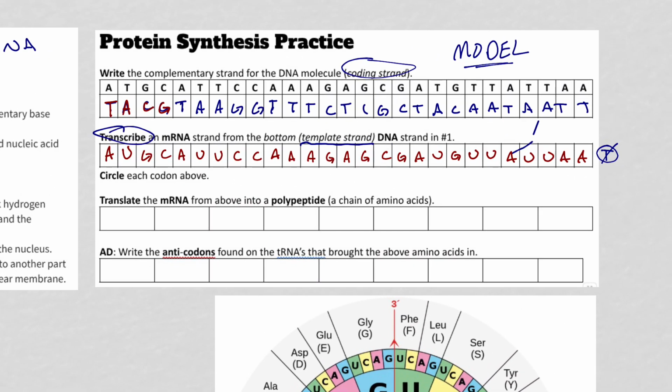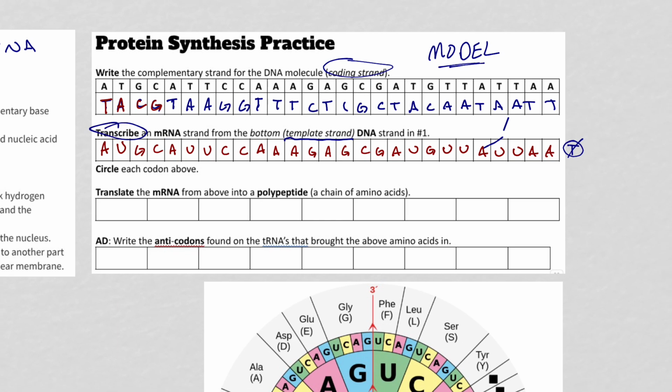Now we're going to do translation. So in translation, this mRNA strand is going to go out into the cytoplasm, where a ribosome is going to pick it up, and that ribosome is going to read it 3 bases at a time. Now we call a set of 3 bases a codon. So let's circle each codon just so that we know what it is we're doing here.